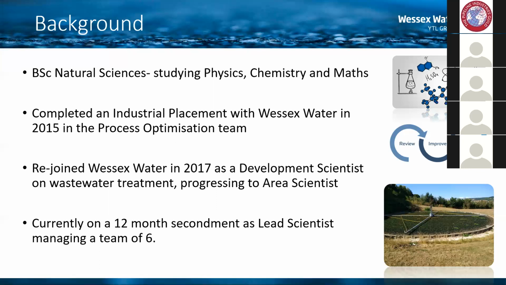The last major part of the role as an area scientist is liaising with the engineering teams to ensure that any new plant that is delivered to site is operable and maintainable and does what it needs to do for the site's performance.